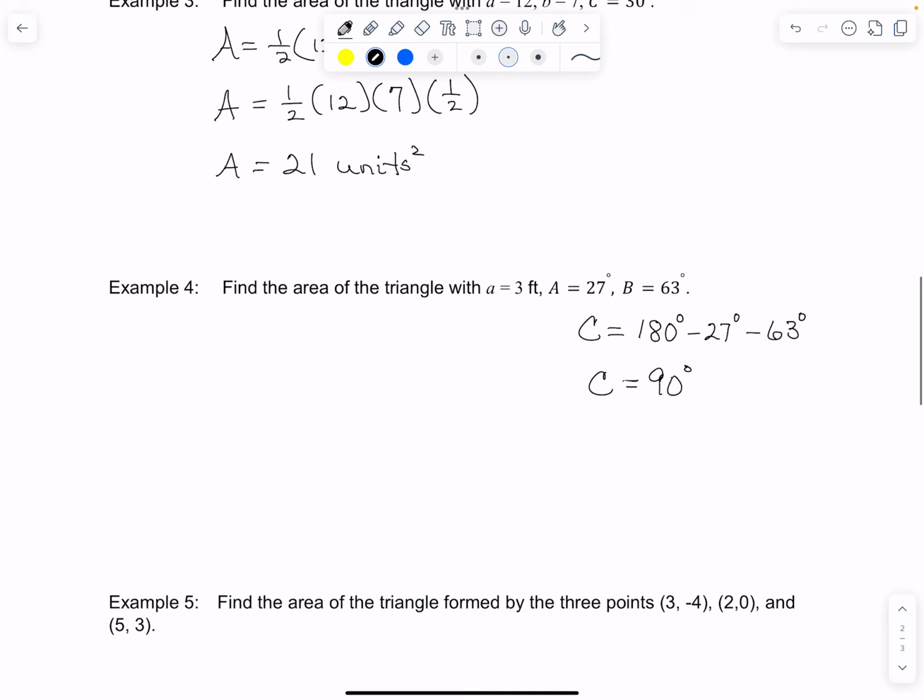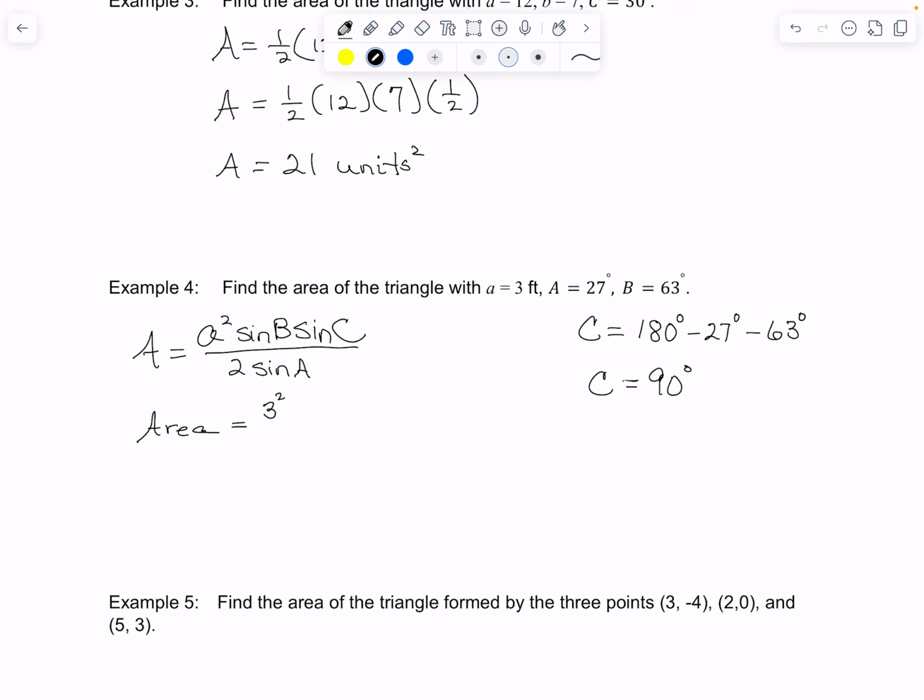So here we have our area is equal to A squared sine B sine C over 2 sine A. So our area is equal to 3 squared. Remember, that's small case lettering by convention is the side length, and capital lettering is the angle measure.